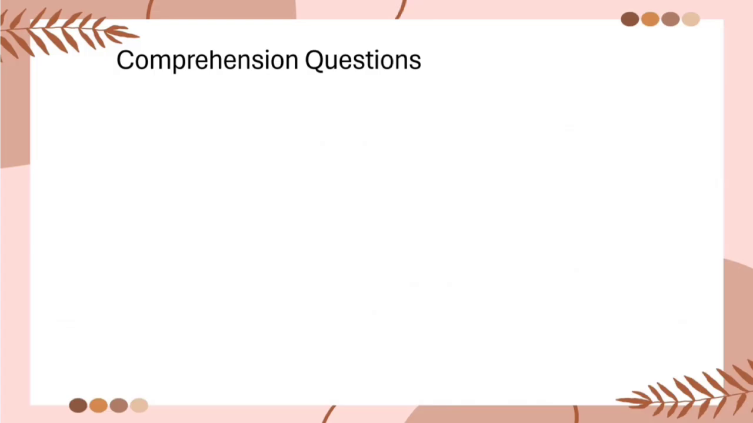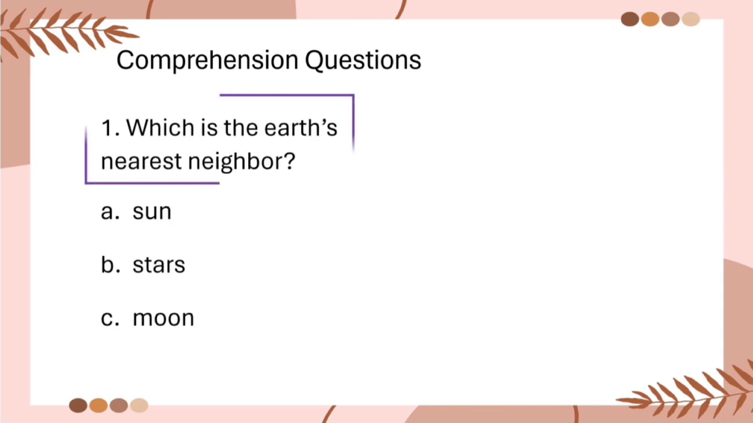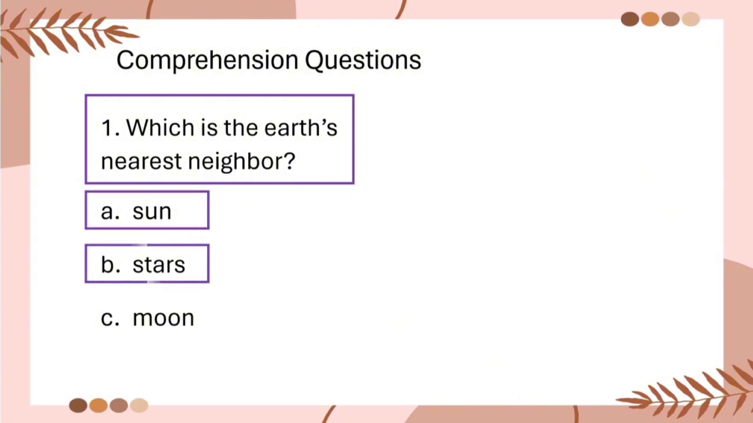Comprehension questions. Choose the letter of the correct answer. 1. Which is the Earth's nearest neighbor? A. Sun. B. Stars. C. Moon.